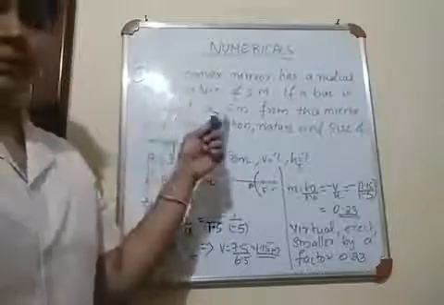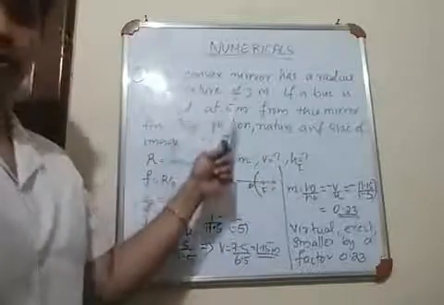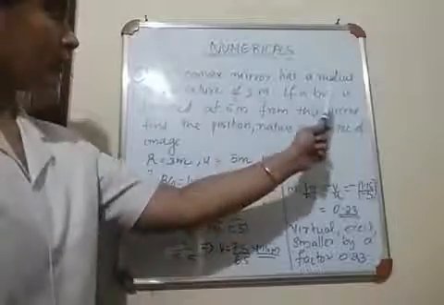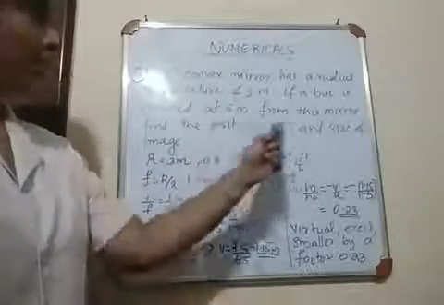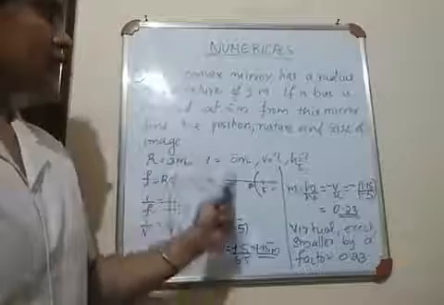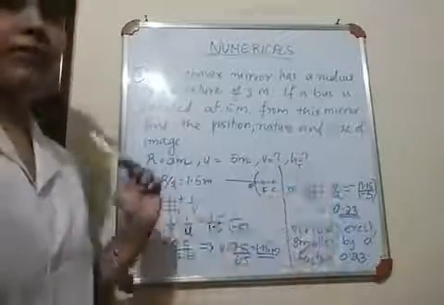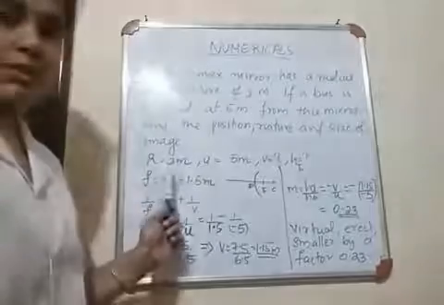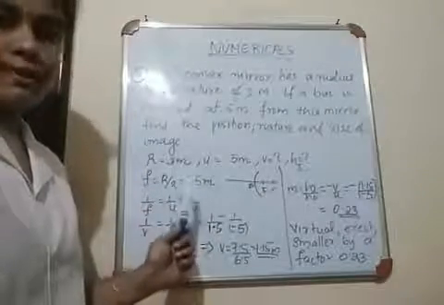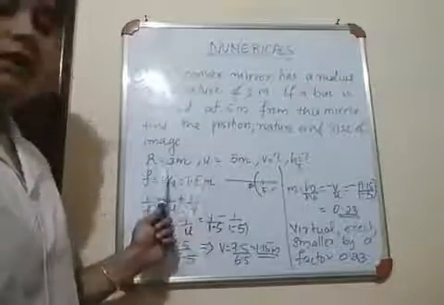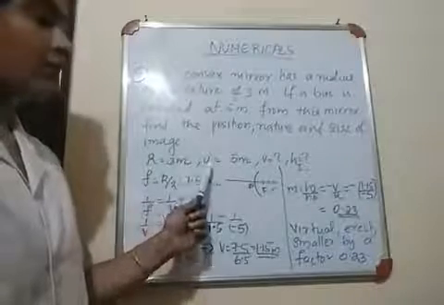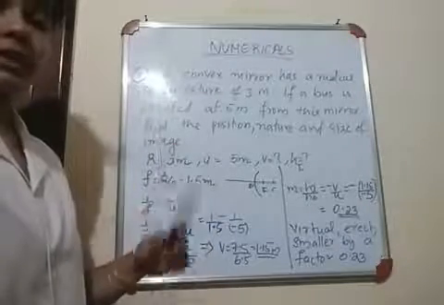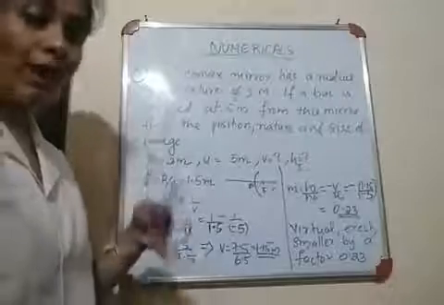A convex mirror has a radius of curvature of 3 meter. If a bus is located at 5 meter from this mirror, find the position, nature and size of the image. So first of all, just note down all the data given in the question. Radius of curvature is given, that is 3 meter, and u. What is u? You need to identify u and v from the question.